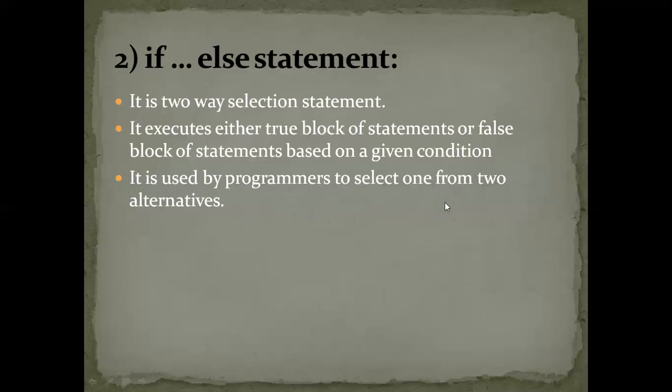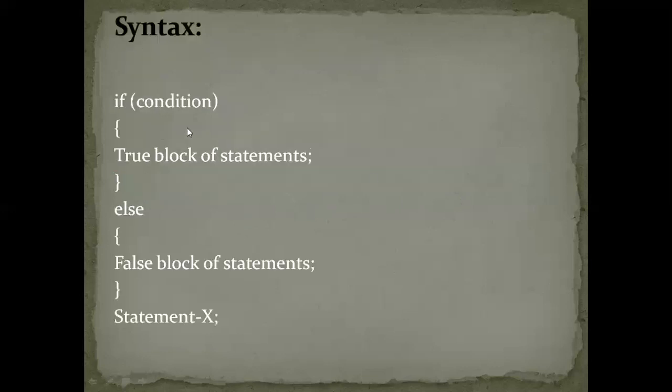Are you getting? Okay, so we can see the syntax. If condition, listen carefully. If the condition is evaluated to be true, then it will execute the true block of statements. Understood? Now the else part. If the condition is evaluated to be false, it will go to the else part and execute the false block of statements. So here two alternatives are there. Among the two alternatives, we are going to select any one. If the condition is true, then the true block of statements. If the condition is false, then the false block of statements.